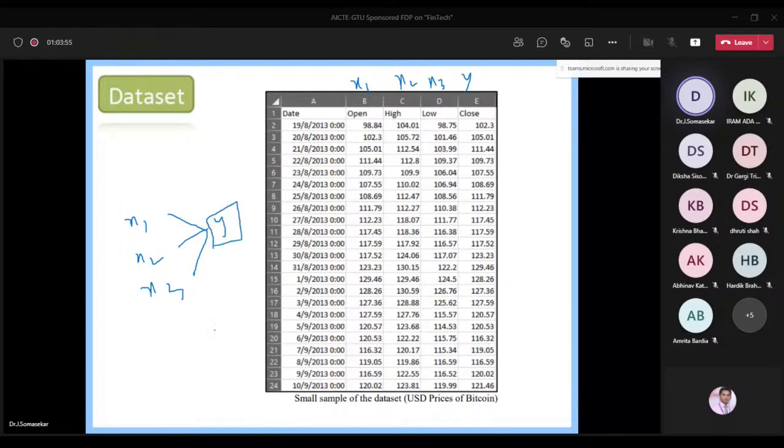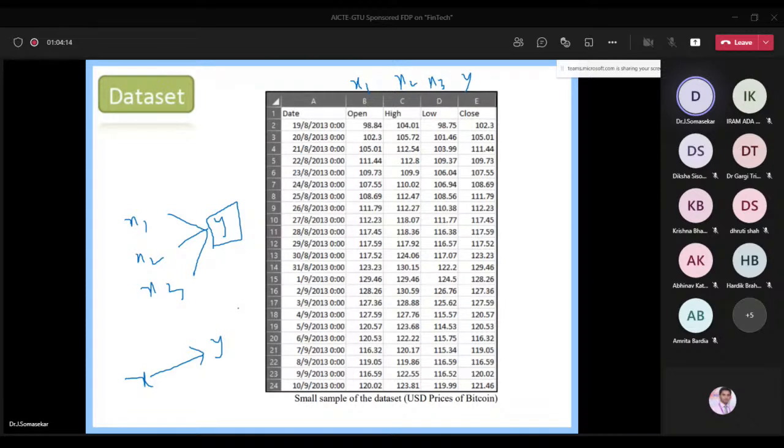Sometimes the open Bitcoin price is available, but there is no high or low. In that case, there is just one variable x. By using that, we are looking for the y value. That means we have to make a model. Y is nothing but the Bitcoin price prediction, or we can call it the close price.